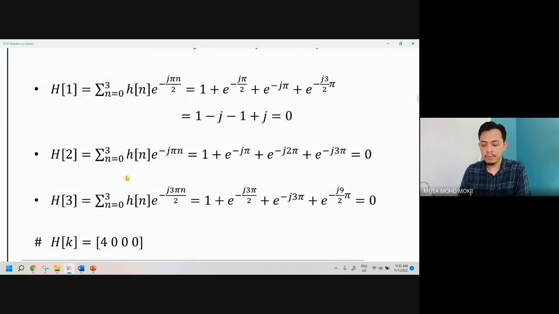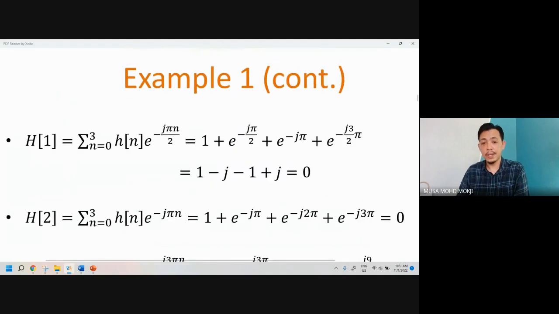So H1, if you expand the equation, the summation of n from 0 up to 3, Hn e to the minus j pi n over 2, because the k is now 1. There's no k here because we already replaced k with 1. So expand that. You will have 1 plus e minus j pi over 2 plus e minus j pi plus e minus j 3 pi over 2.